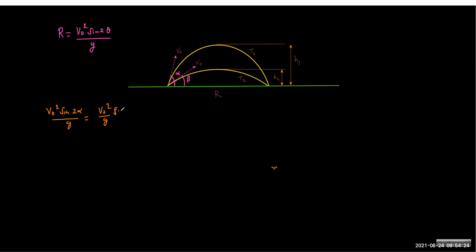This is V naught sine 2 beta. Hello, sir. I was not able to hear you after you wrote that the big one is H1 as the height. After that, what did you say? Nothing, don't worry. So I said that when we have different H max, we must have different time of flight. And if the range is same, then the formula for range we can apply, right? Yes. That's it.